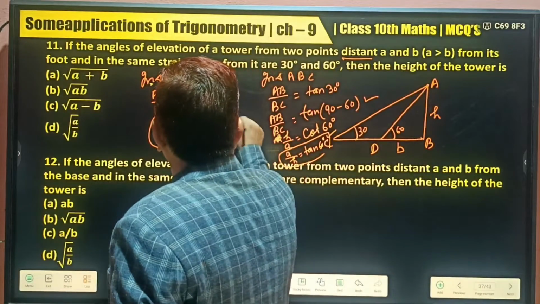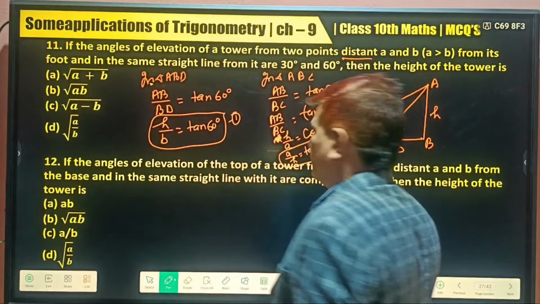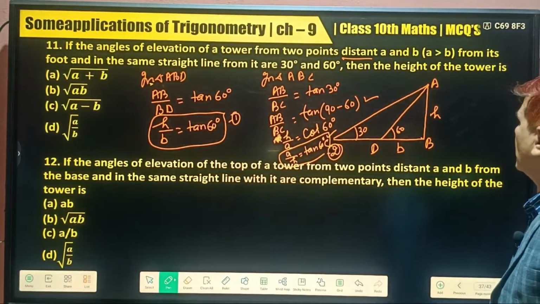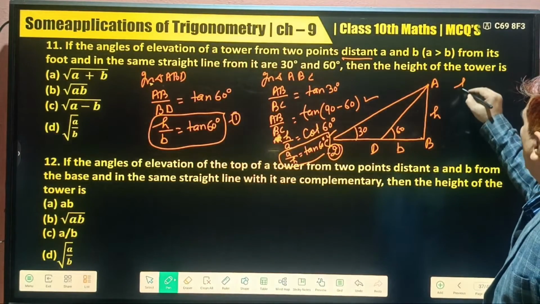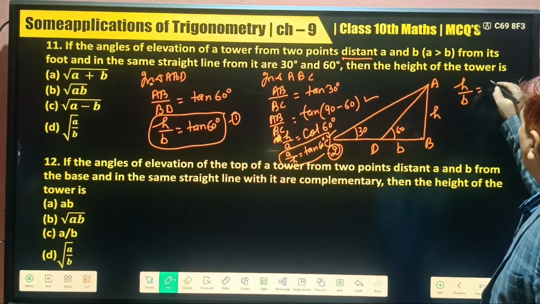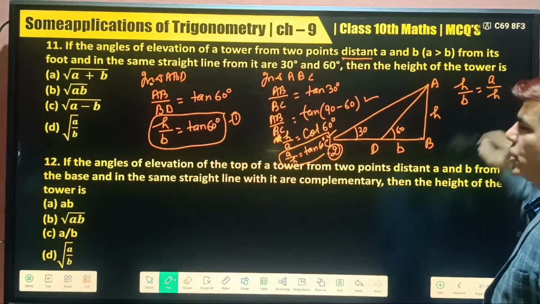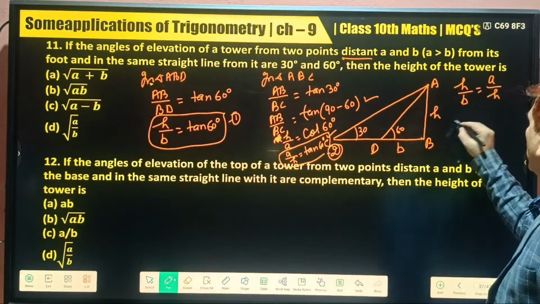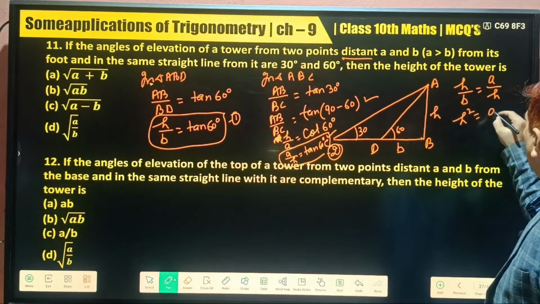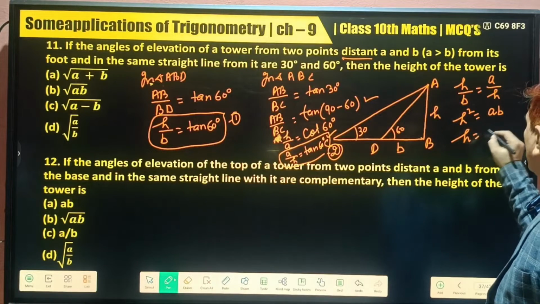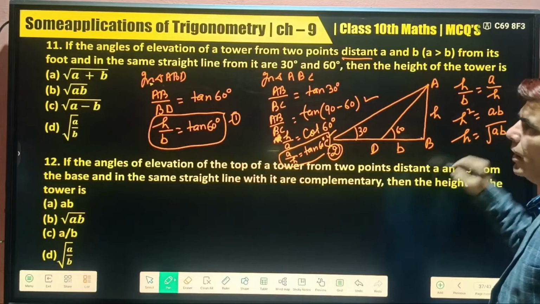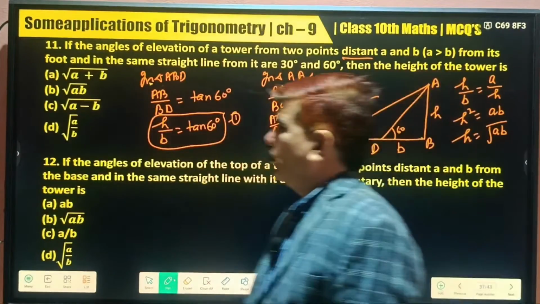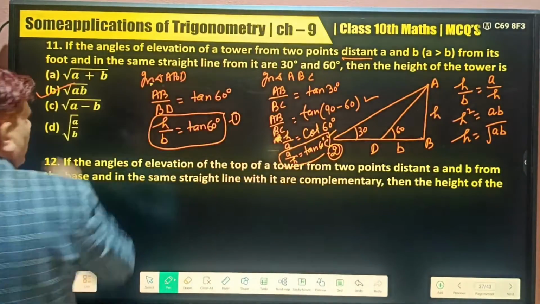Comparing first and second, both are equal. Comparing left hand side and right hand side, H by B is equal to A by H. Cross multiplication, H square equals AB. So what's your H? Under root AB. So B is your answer.